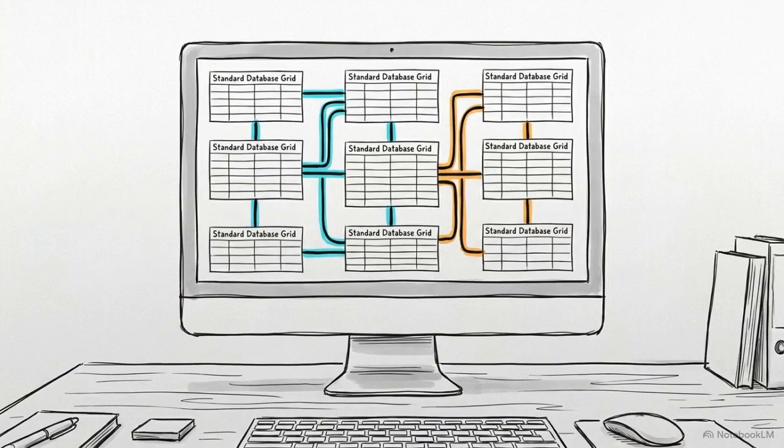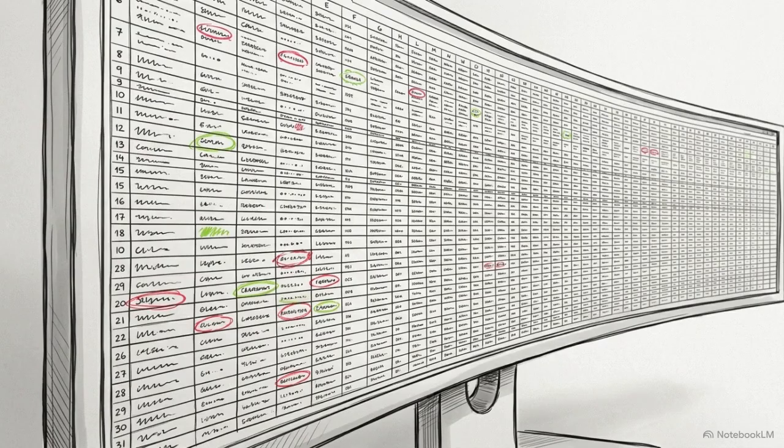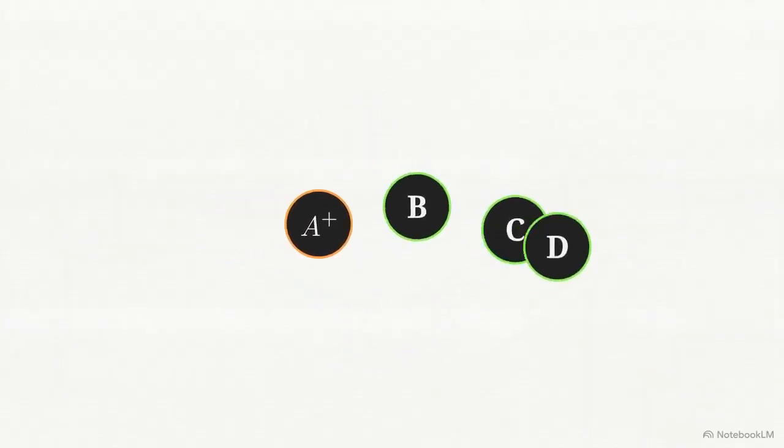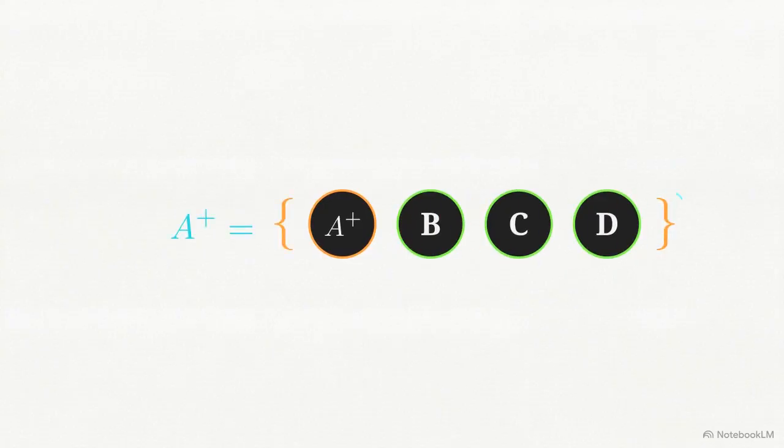Identifying these non-trivial dependencies is the first step in the design process, providing the raw material for the normalization algorithms that follow. In a table with dozens of columns, we cannot rely on intuition to find the primary key. Instead, we use a systematic process called attribute closure to find which attributes determine the rest of the set.